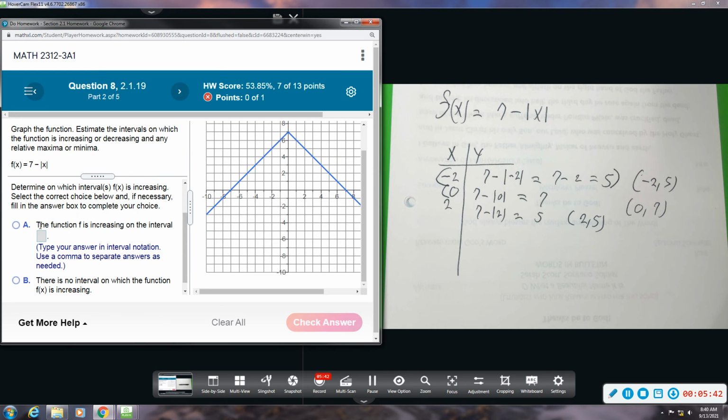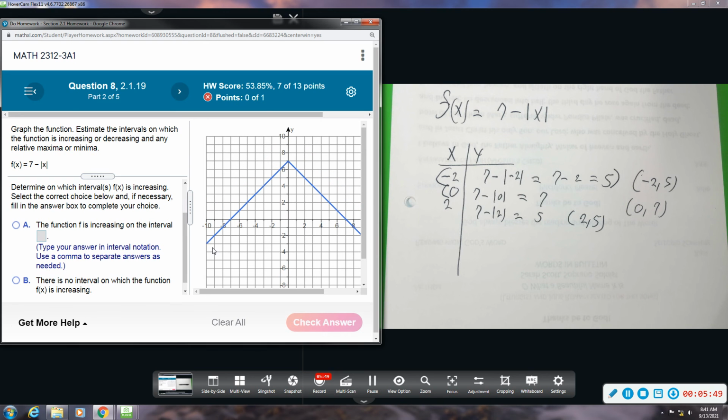All right, so now we want to determine the intervals where it is increasing. Going up, left to right, this runs off from negative infinity, increasing until we get to the x value of 0. That's when it stops. So negative infinity to 0.